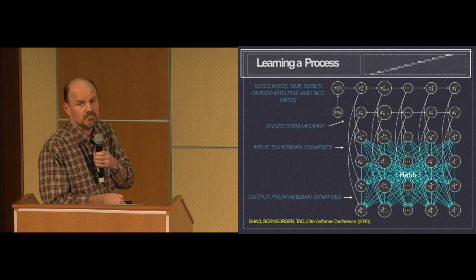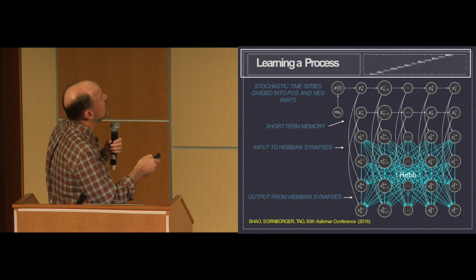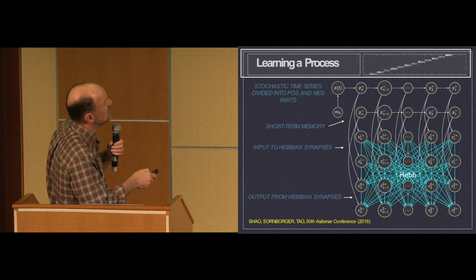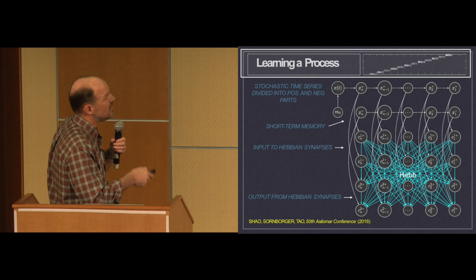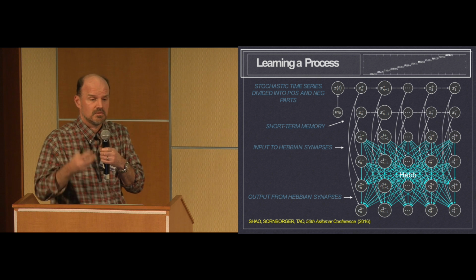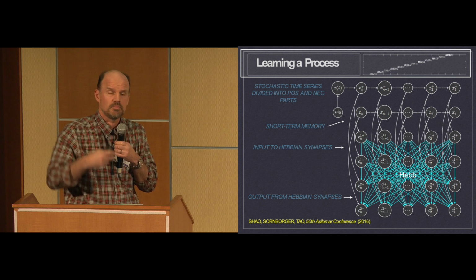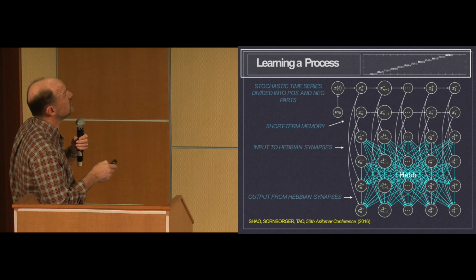at the same time. So these guys go here, same with all the rest. And then the Hebbian synapses, where the weights are proportional to the product of the input and output, then learn the covariance of this process.